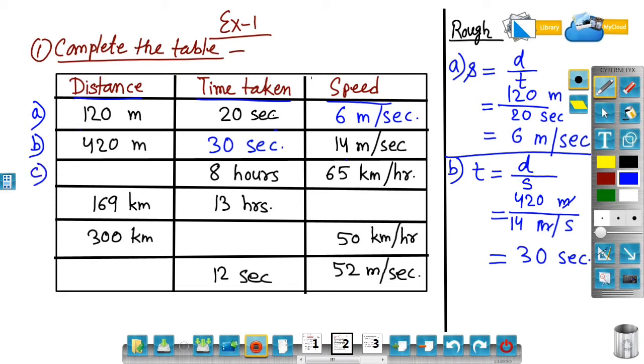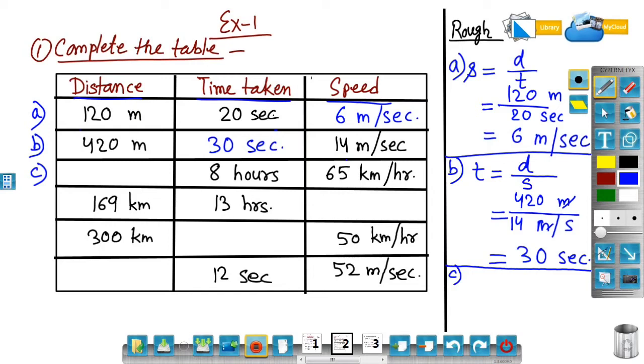Now go to the next sum, denoted as C. It is given here, time taken is 8 hours, speed is 65 km per hour. Then how can you find the distance? What is the formula to find the distance? Can you tell me?